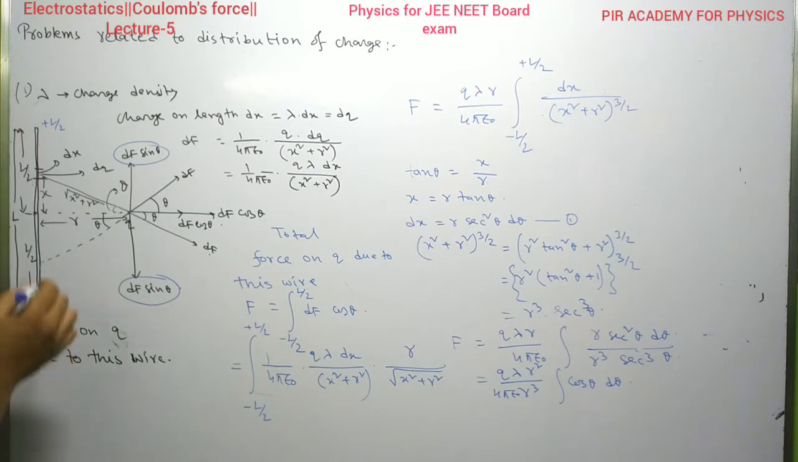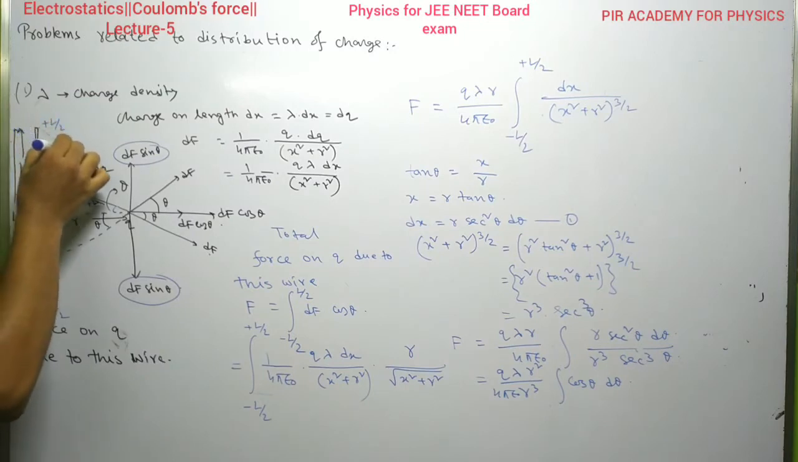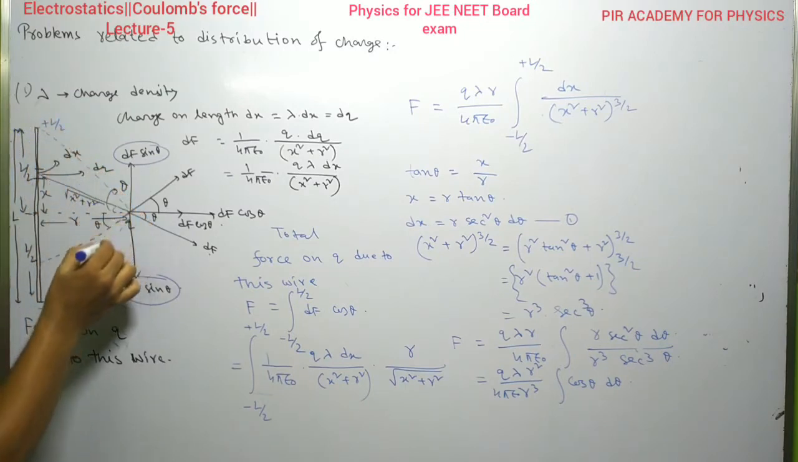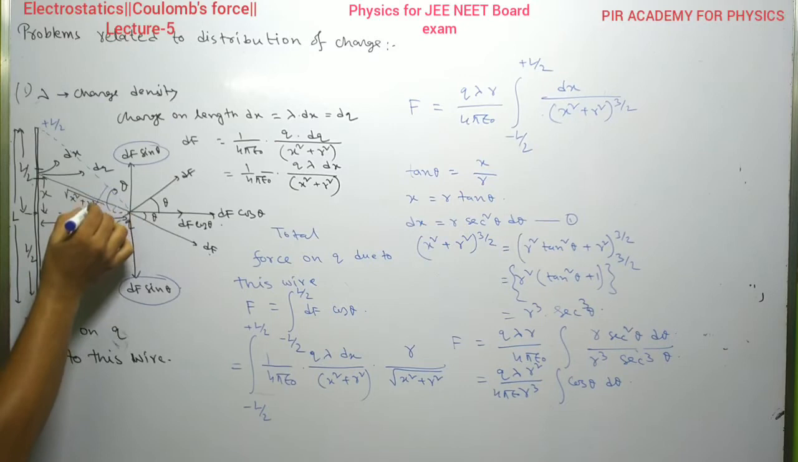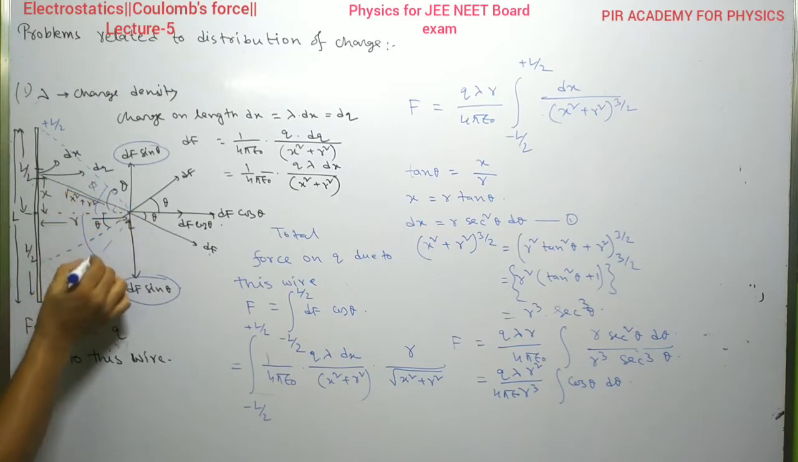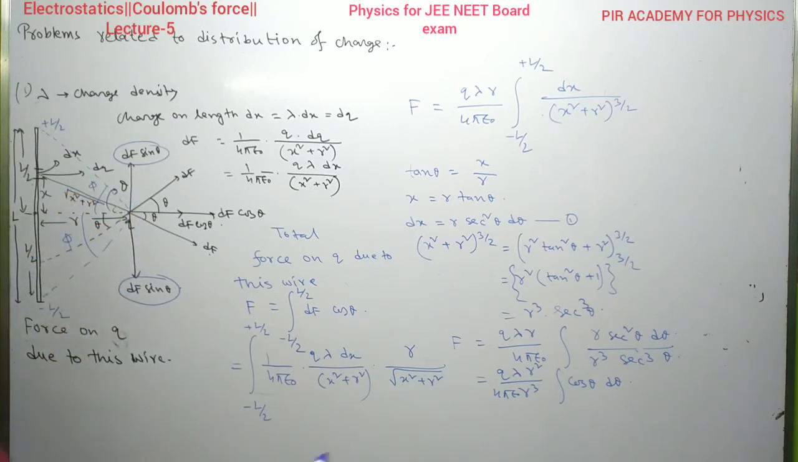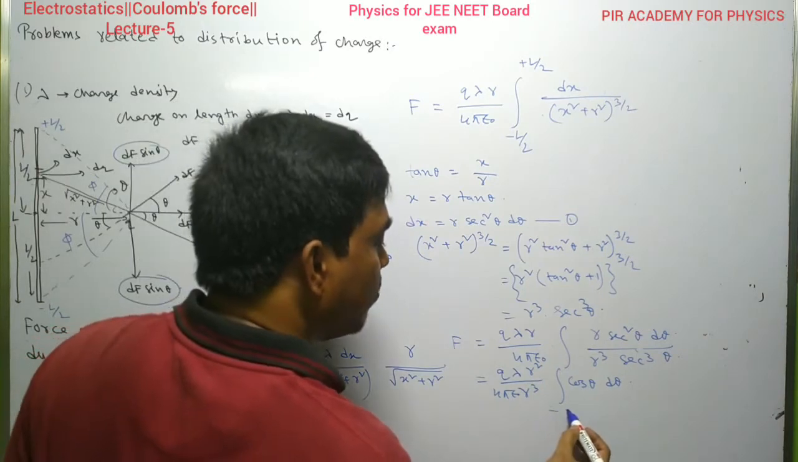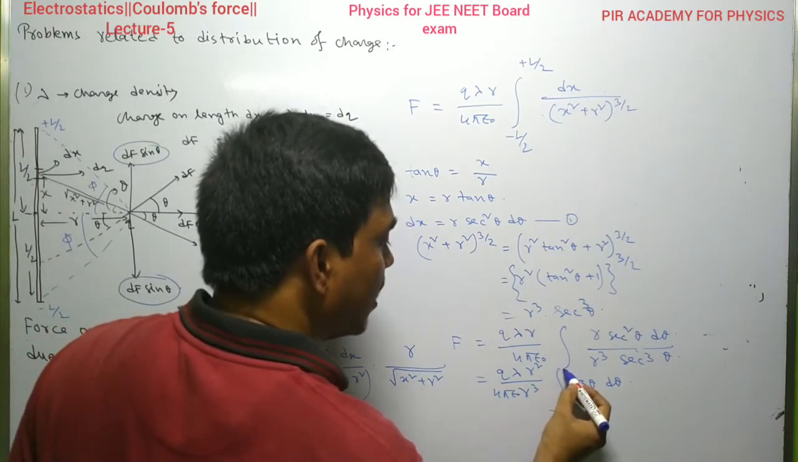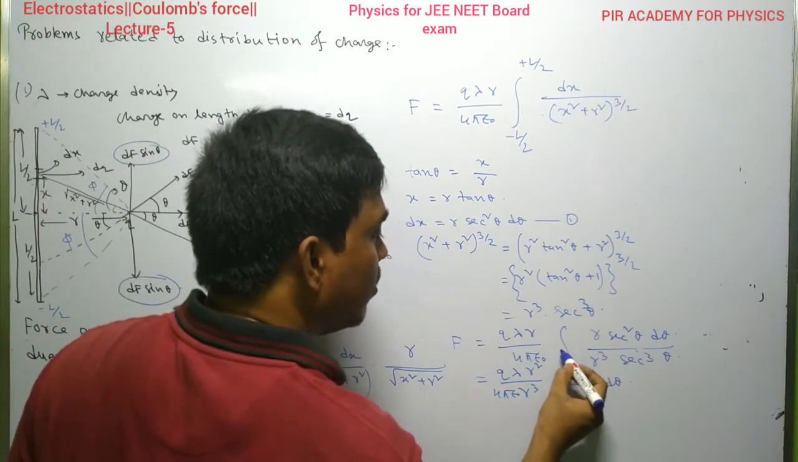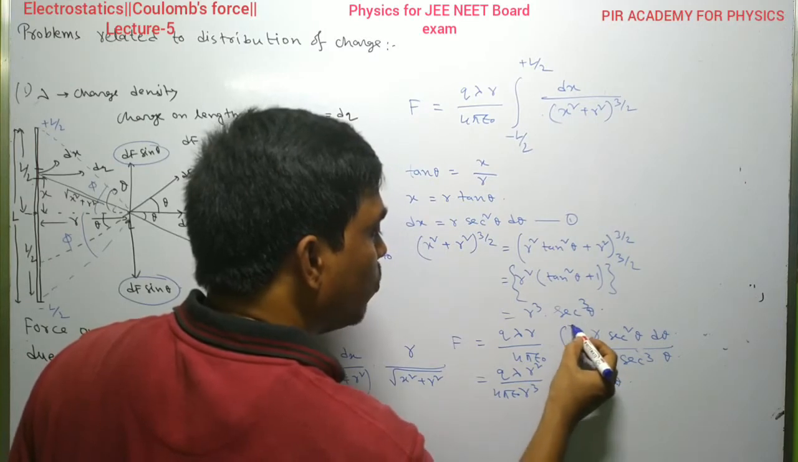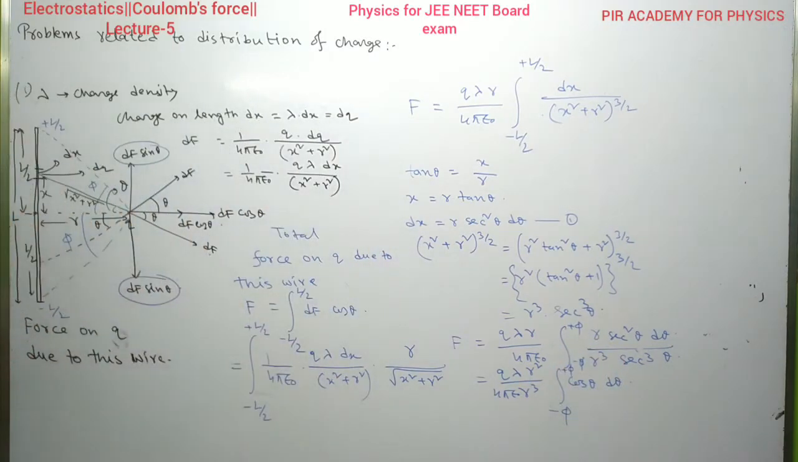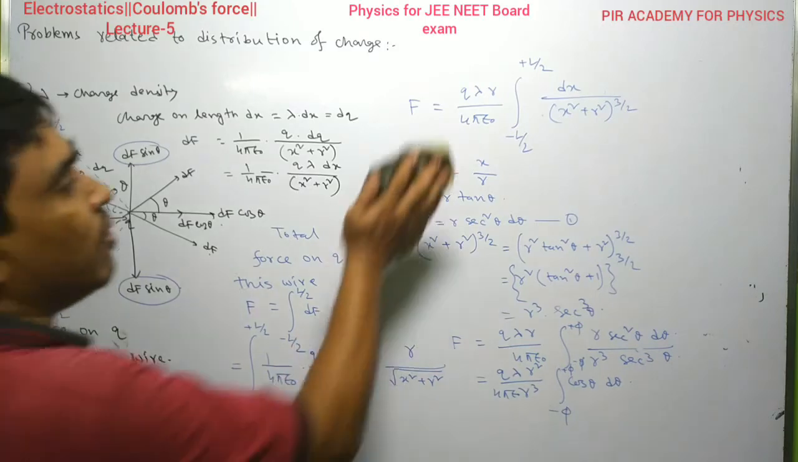Suppose the maximum angle is phi, this is phi and this is phi, then the limit will be minus phi to plus phi. This is the limit, and the integrand is cos theta d theta.